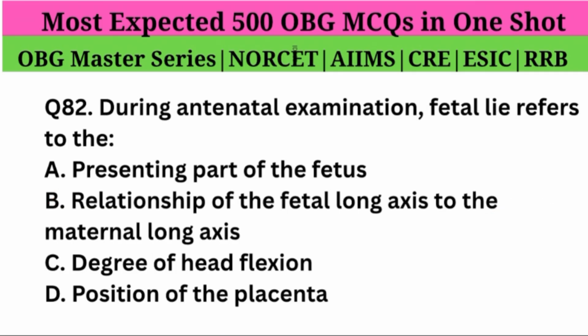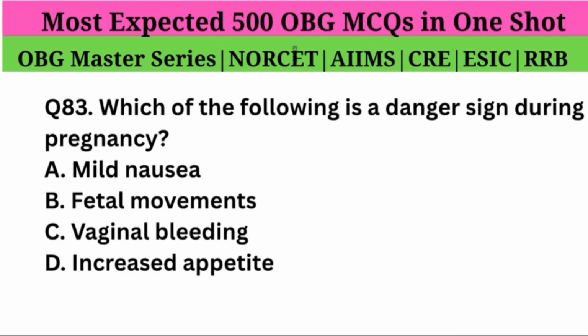Next question, during antenatal examination, fetal lie refers to the. Your correct option is option B, relationship of the fetal long axis to the maternal long axis. Next question, which of the following is a danger sign during pregnancy? Your correct option is option C, vaginal bleeding.